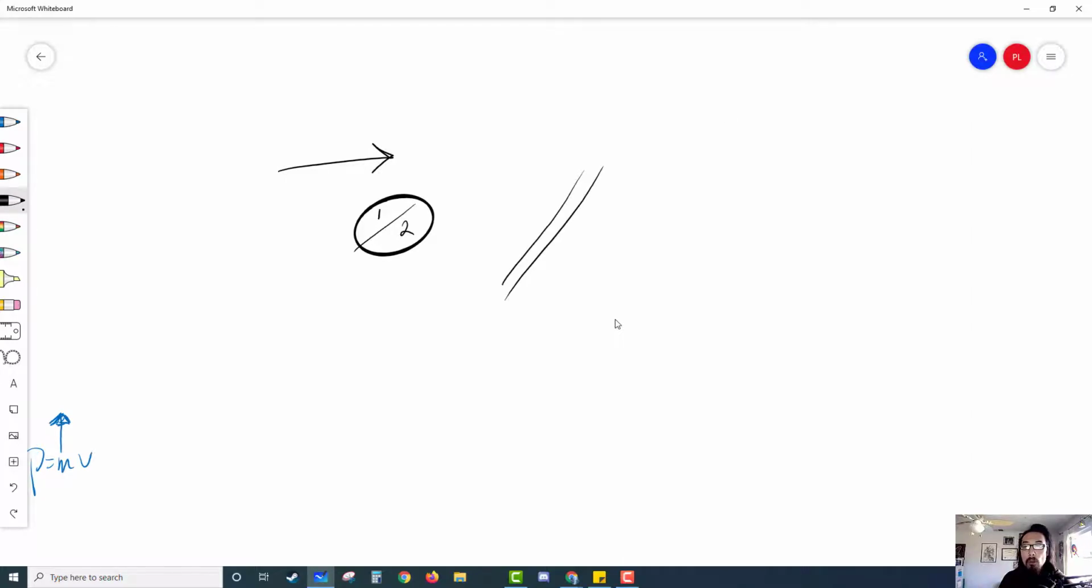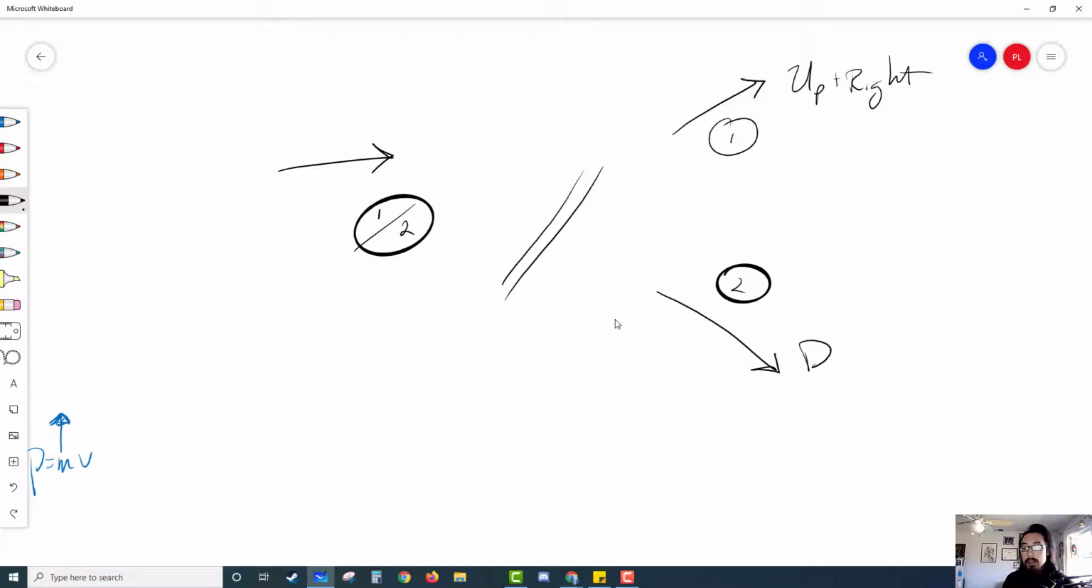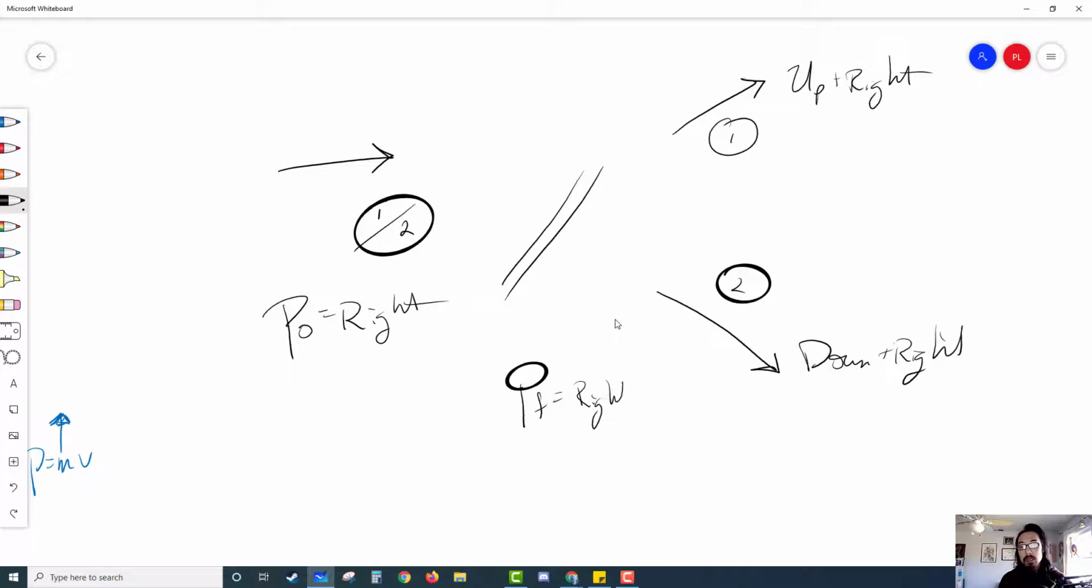We have piece 1 going up and to the right, and piece 2 going like this, down and to the right. So this is what we know. We have to think about this conceptually. Initially, the momentum of the system is to the right. So that must mean that the final momentum of the system must also only be to the right.